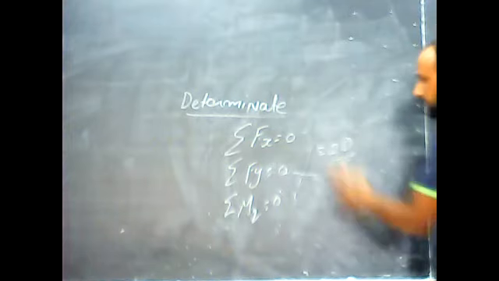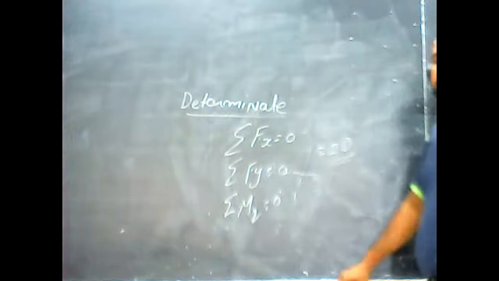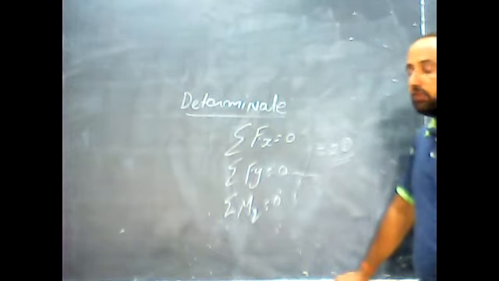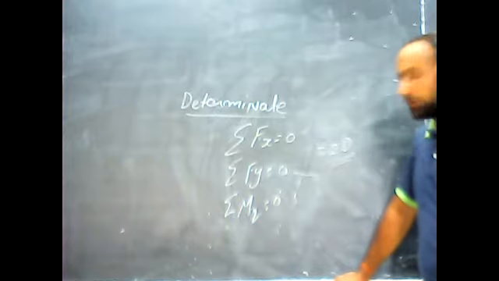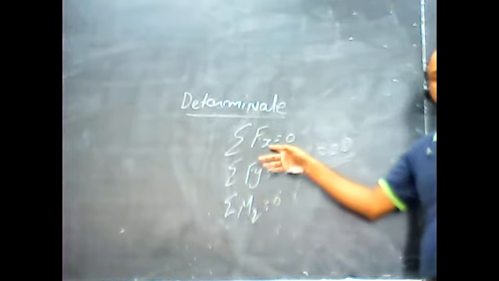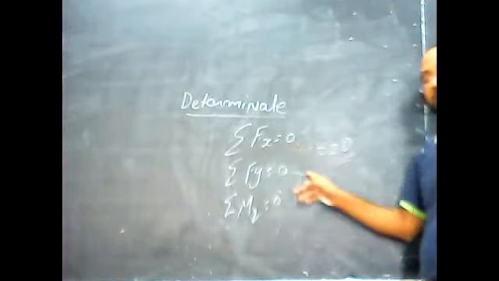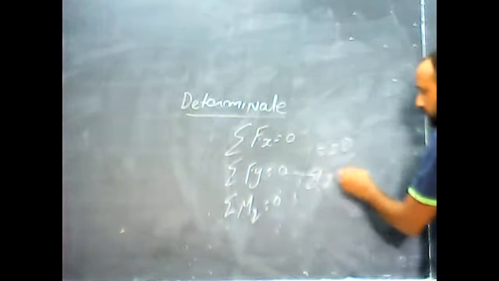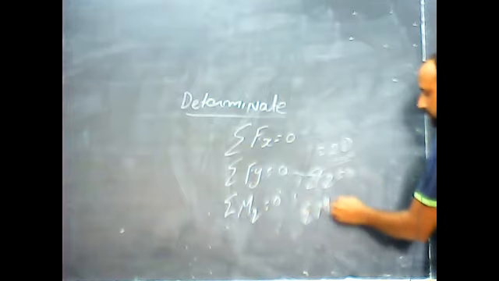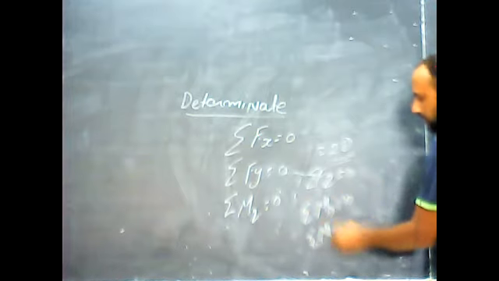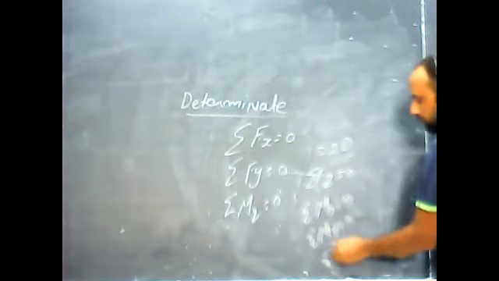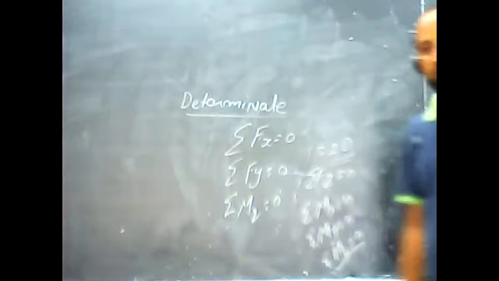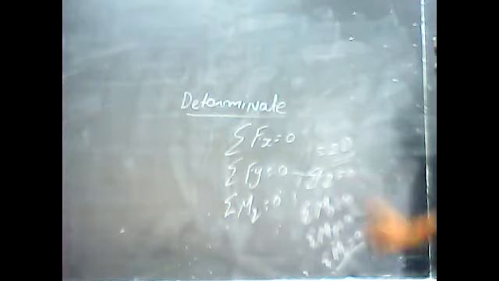For 3D, the number will increase to 6. We have 6 equilibrium equations in case of 3D structures. What are these? Summation of Fx equal to 0, summation of Fy equal to 0, summation of Fz equal to 0, and moment about Mx equal to 0, moment about My equal to 0, and moment about Mz equal to 0. These are the things you have to keep in mind.